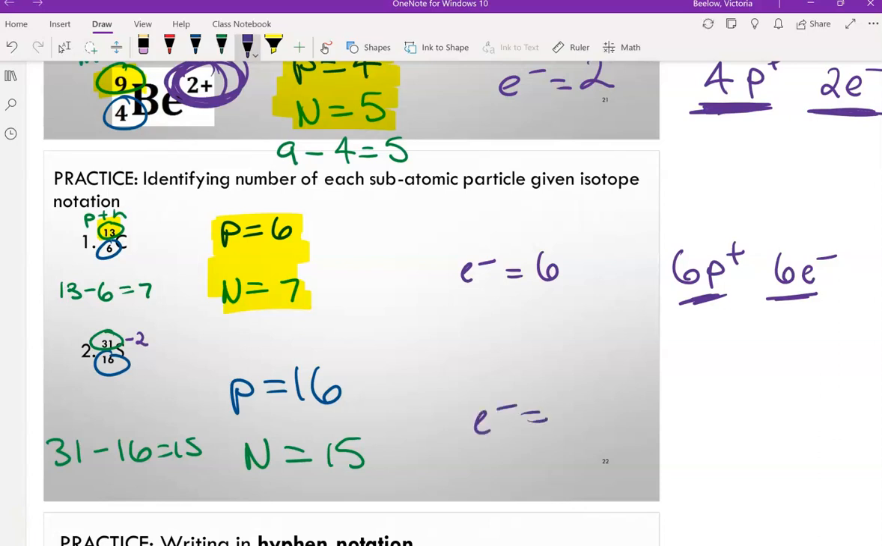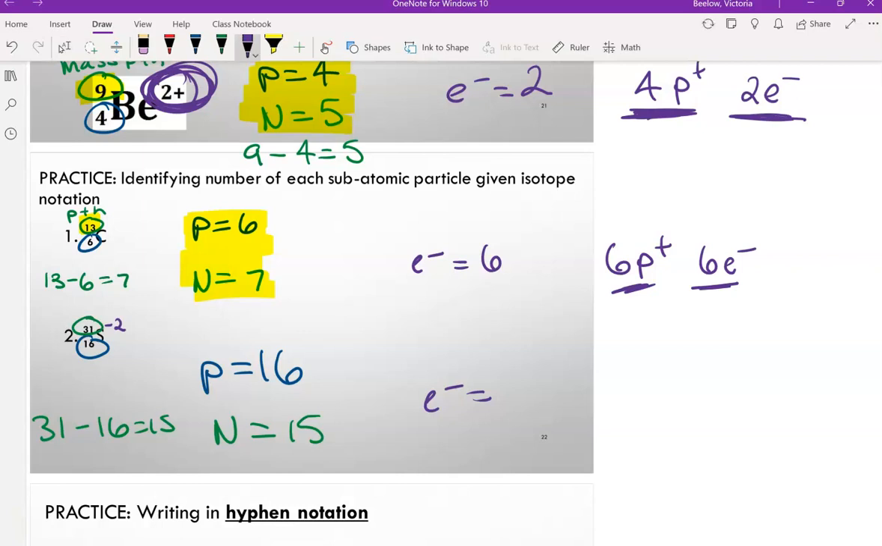Now the electrons are a little bit more tricky. We know for sure that we have 16 protons, and the overall charge is -2. So that means we have to have 18 electrons because we need to have a charge of -2. So we need to have 2 more negatives, 2 more electrons than we do positives. So we would have 18 electrons and 16 protons to give us a charge of -2.